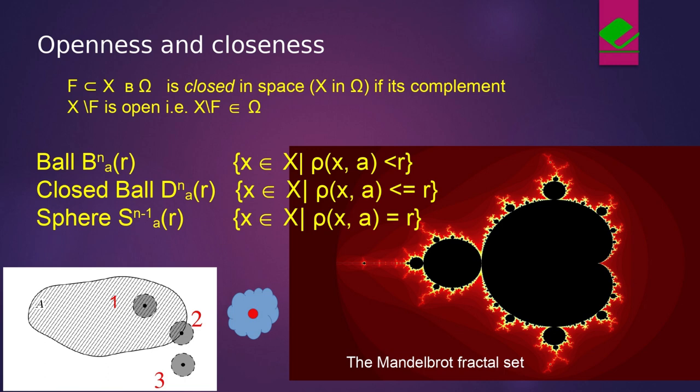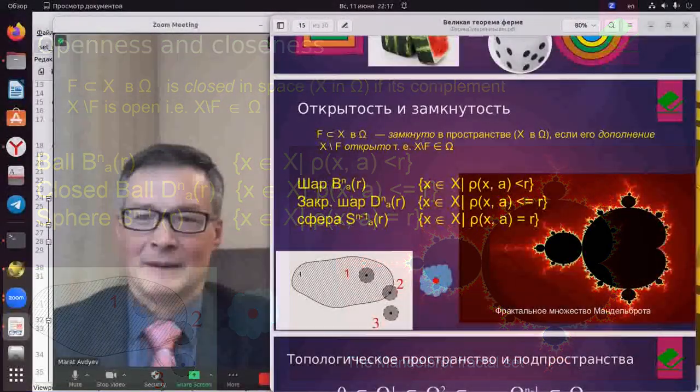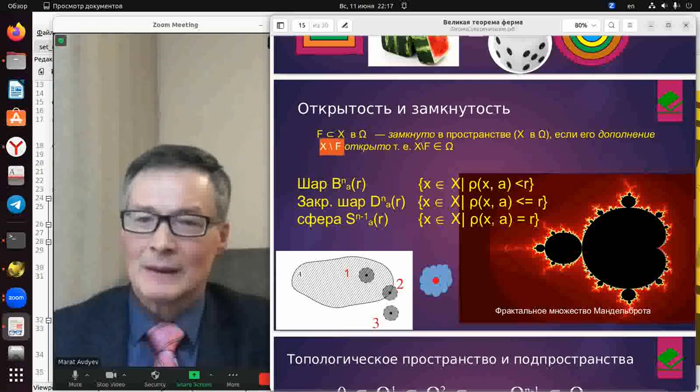Point 3 is external because we can find a neighborhood that does not belong to this set. And this point 2 is on the boundary, because it contains a neighborhood of points that both belong and do not belong to this set. The neighborhood can be arbitrary, not necessarily in the form of a sphere, the main thing is that it is an open set. From the theoretical digression, we return to the proof of Fermat's last theorem.